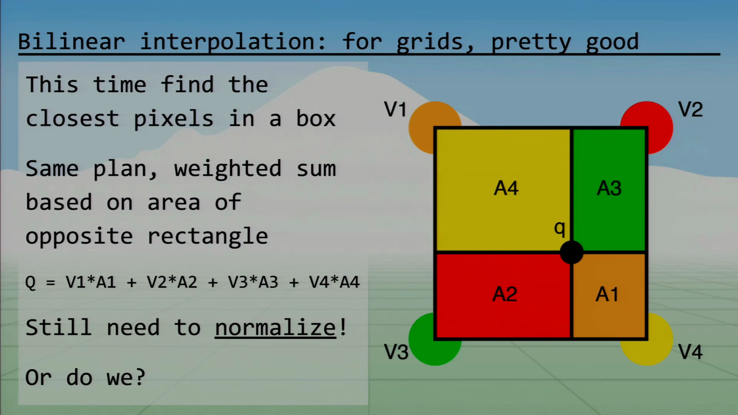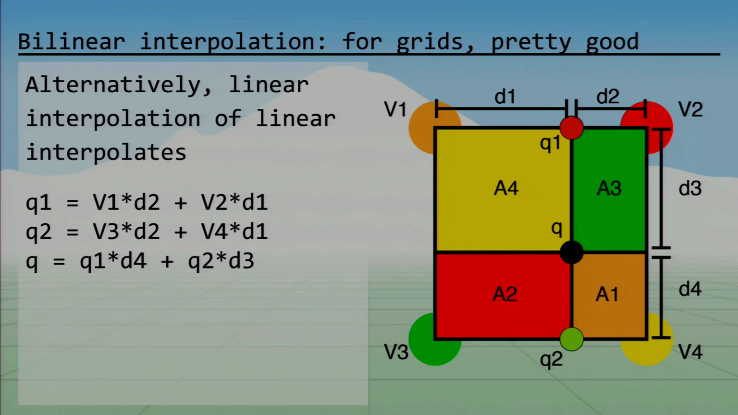So the reason that this is called bilinear interpolation is because it can be thought of as basically a linear interpolation between two different linear interpolations. So in general, if we're trying to interpolate the value of q, we can think about q1 and q2, which both lie along some axis. And q1 is going to be a linear interpolation of v1 and v2. And q2 is going to be a linear interpolation of v3 and v4. And then q is going to be the linear interpolation between q1 and q2. And if we think about how we would basically linearly interpolate between v1 and v2, this time we're actually going to use the distance, so d1 and d2.